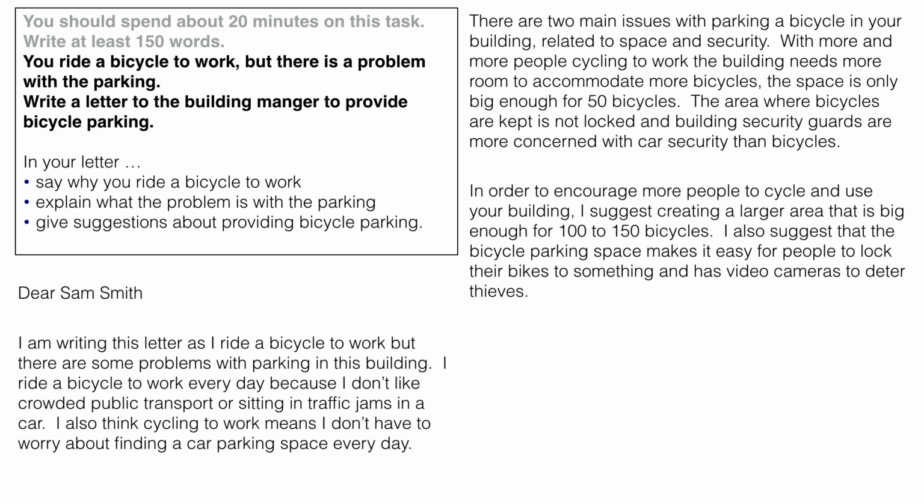The first one is to create a larger area that is big enough for more bicycles. And I say 100 to 150. And for security, make it so people can lock their bikes and have video cameras so that thieves won't want to steal. If the security guards can't focus on bicycles, perhaps the video cameras can. So there's not one suggestion, there's actually 3 suggestions. Create more space, have something locked up, and have video cameras. So you can see there, it's not one thing. You don't need 10 ideas, but you do need more than one idea for each of the questions or the bullet points. I end with a farewell statement.